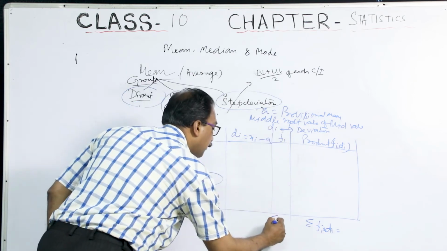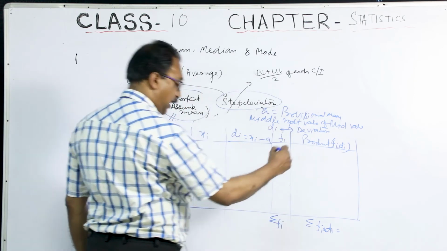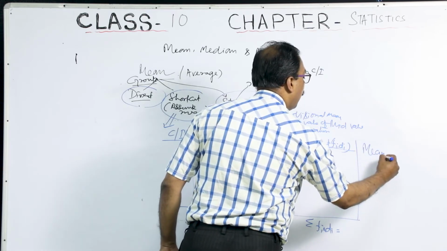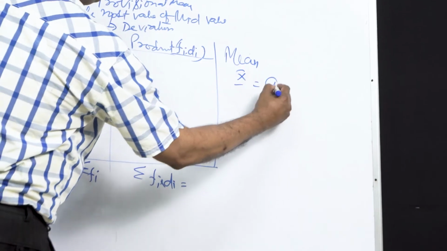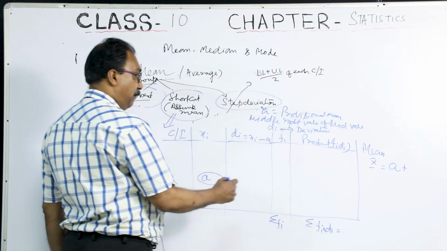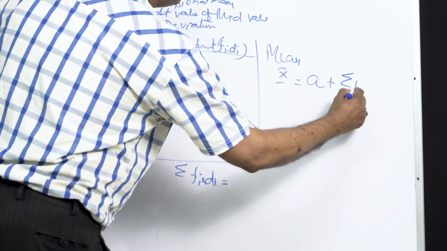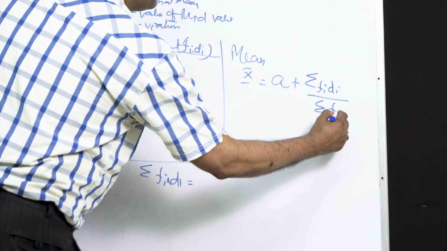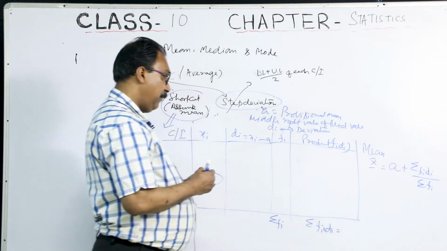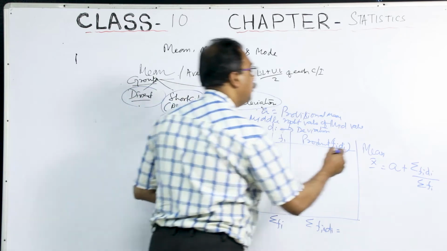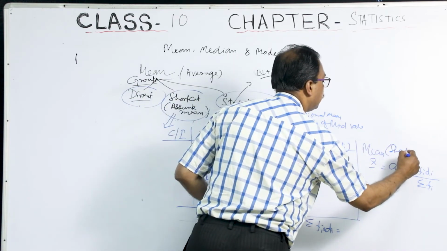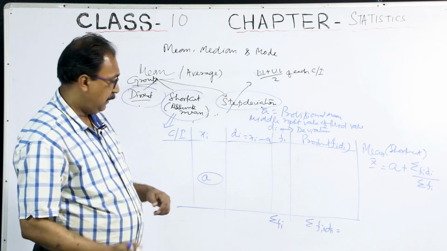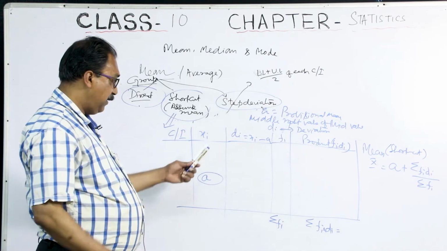And you have to find this one, sigma fi. And if you write the formula of mean of shortcut method or assume mean method, that formula x bar will be a plus, what is a? This is a, plus sigma fi di by sigma fi. This is the formula of finding mean in assume mean or shortcut method. Shortcut method or assume mean method. This is the formula you have to apply. Clear?